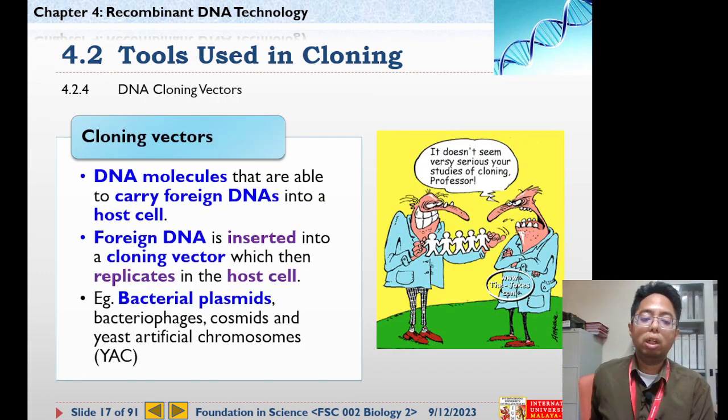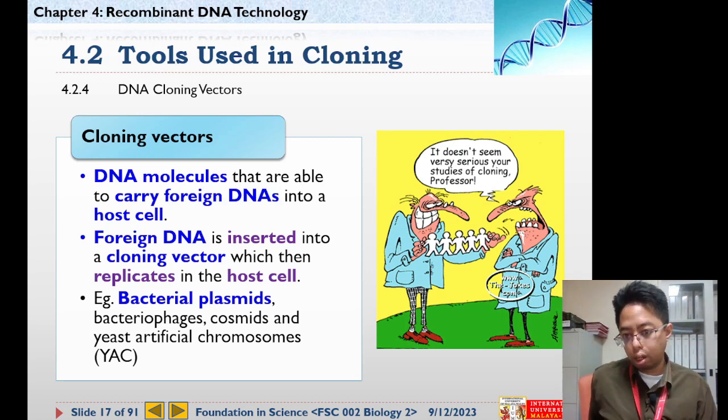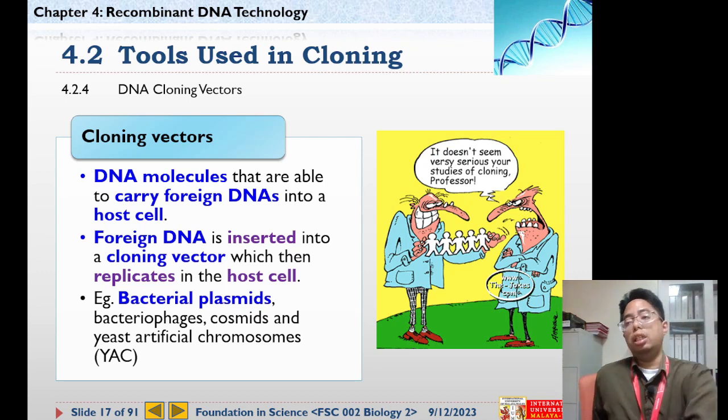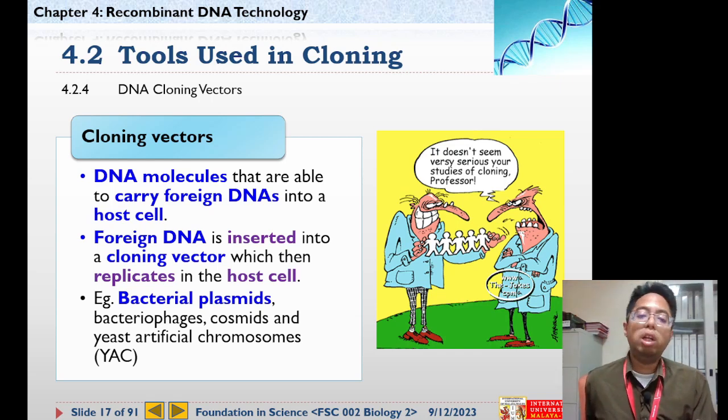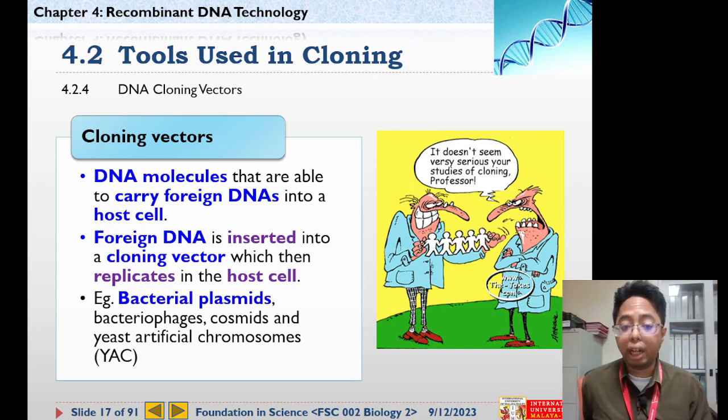Now I move to the next one, cloning vectors. Cloning vectors are DNA molecules that are able to carry foreign DNA into a host cell. So just like how a mosquito is a vector for dengue, it just carries the disease. It does not get infected. Just like that, the vectors for cloning also work the same way. They carry the foreign DNA into the host cell. They don't get infected by the DNA that they are carrying.